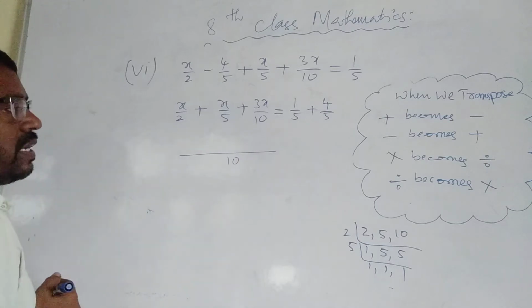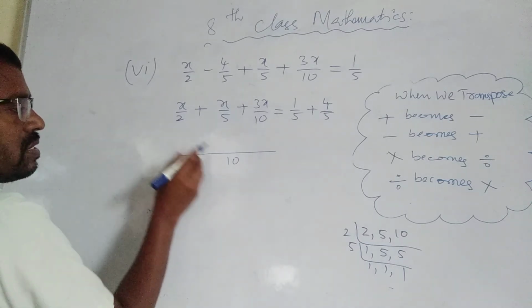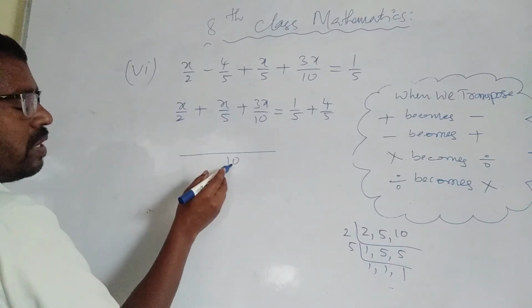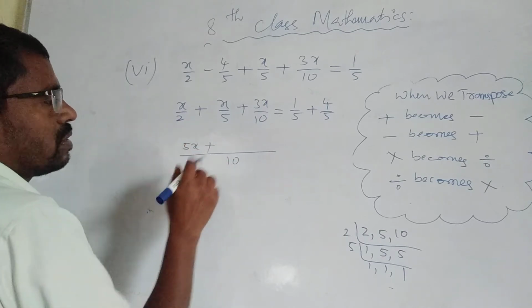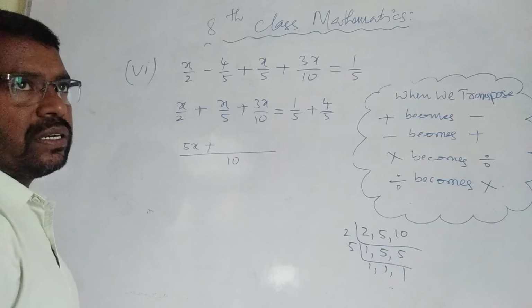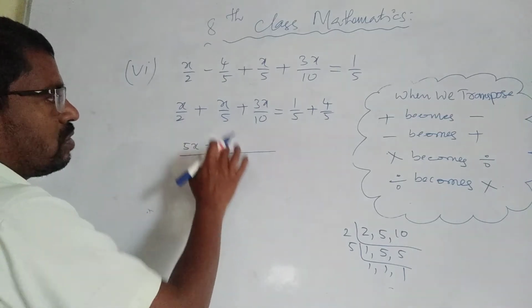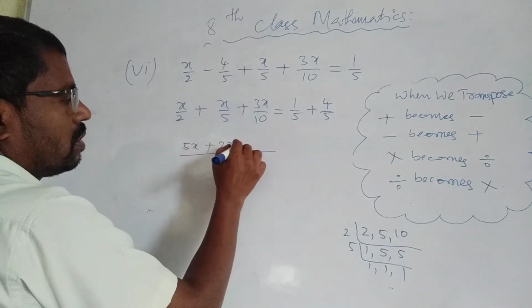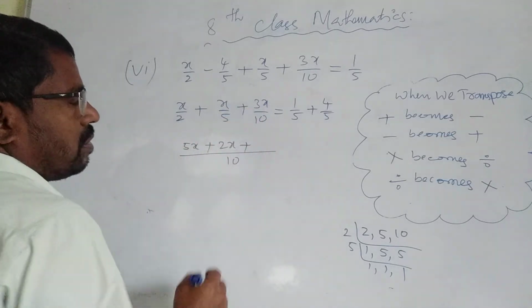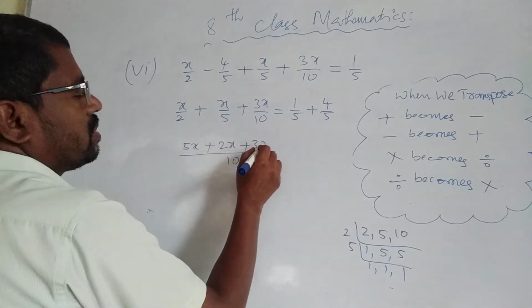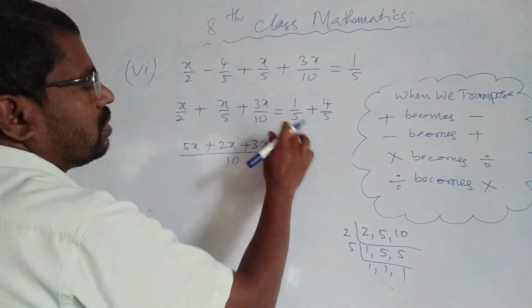So we can take 10. Now divide with this 2, it becomes 5. 5 into x, 5x. Plus, with 5 you are getting that quotient is 2. 5 2s are 10, so 2 into x, 2x. Plus 10 by 10 means 1. So already here, 1 into 3x is 3x that is left, which is equal to this side.